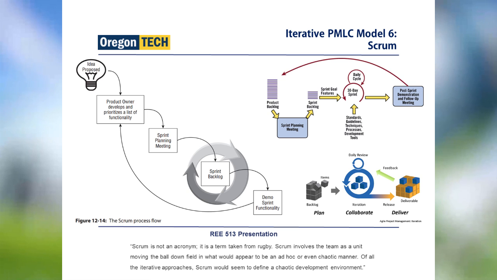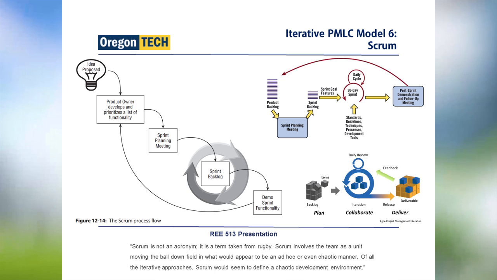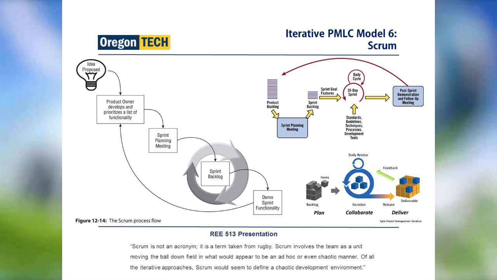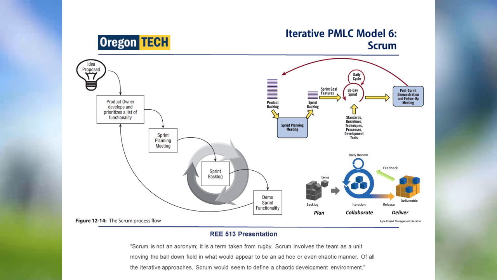The sixth iterative PMLC model is called Scrum. It is quite a famous model that is used widely in the software industry. Basically, from the idea, the product owner develops and prioritizes a list of functionality. We call it a product backlog or planning backlog.